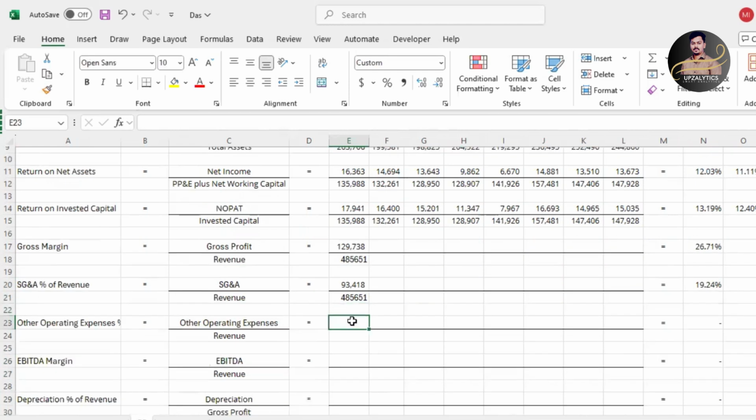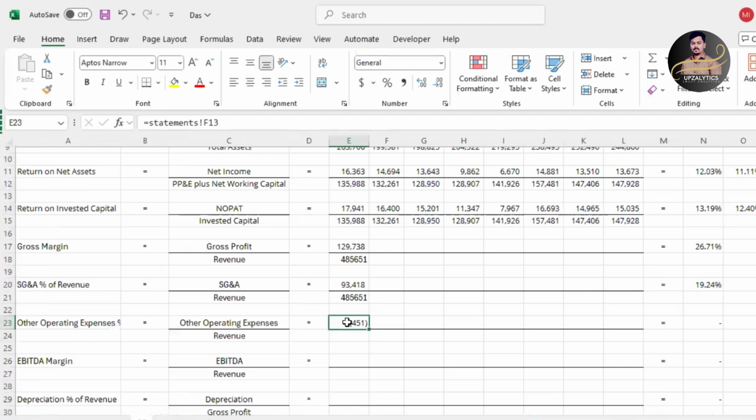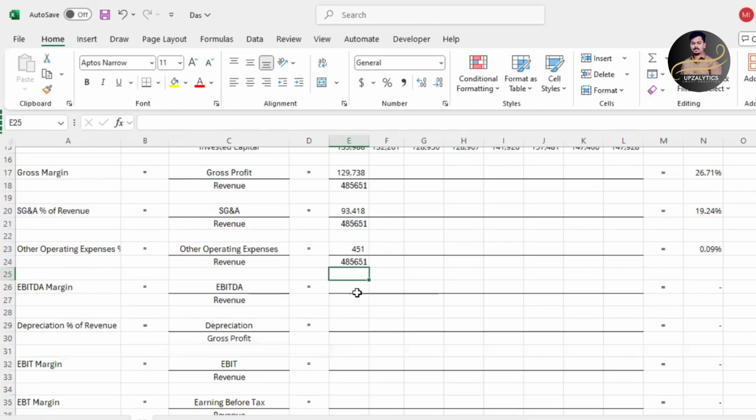Another thing, other operating expenses margin. We can get the other operating expenses from the same side under selling and general administration cost. Let's change this to positive. Also, we have the revenue. Now we have around 0.09 percent of other operating expenses.